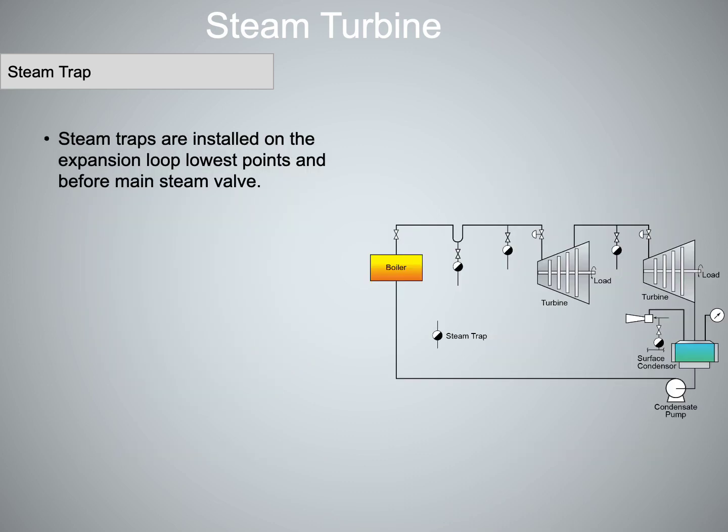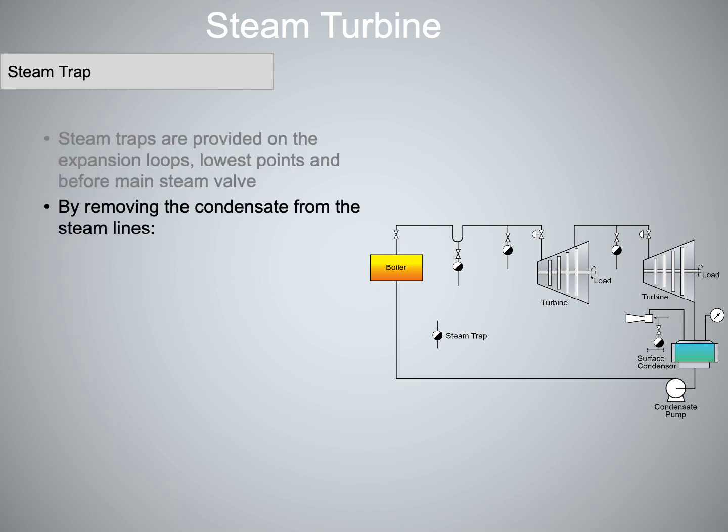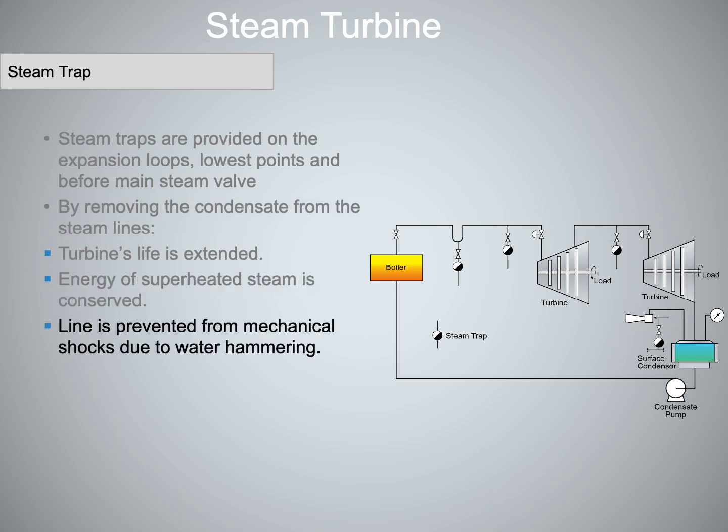Steam traps are installed on the expansion loop lowest points, and before main steam valve. By removing the condensate from the steam lines, turbine's life is extended. Energy of superheated steam is conserved. Line is prevented from mechanical shocks, due to water hammering.